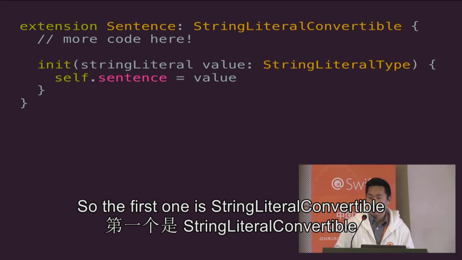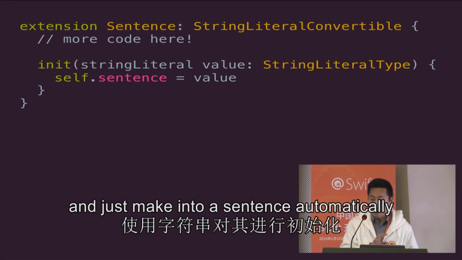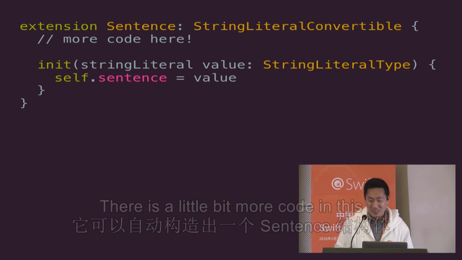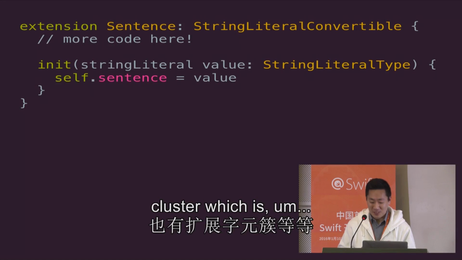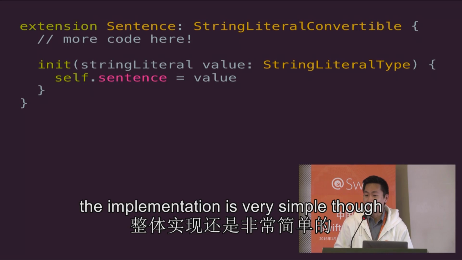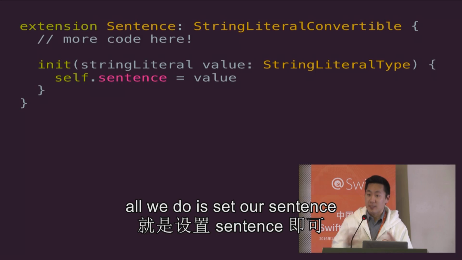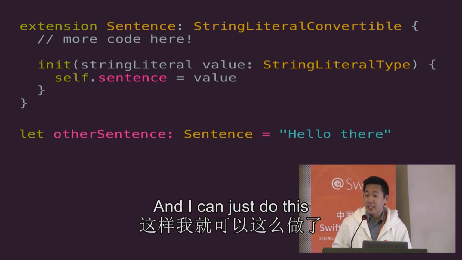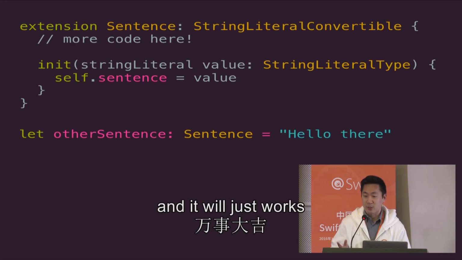So the first one is ExpressibleByStringLiteral. This will let you take a string in quotes and just make it into a sentence automatically. There's a little bit more code than this. There's also Unicode things and extended grapheme cluster, which is a few extra lines, but I've just left it out. The implementation here is very simple, though. You just need an initializer that takes a string, and in our case, all we do is set our sentence to whatever they passed in. And then I can just do this. If I have a sentence variable or constant, I just give it a string, and it'll just work.